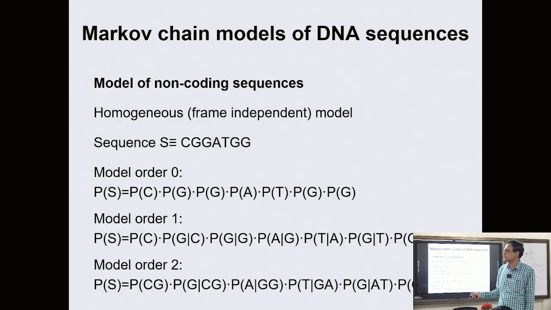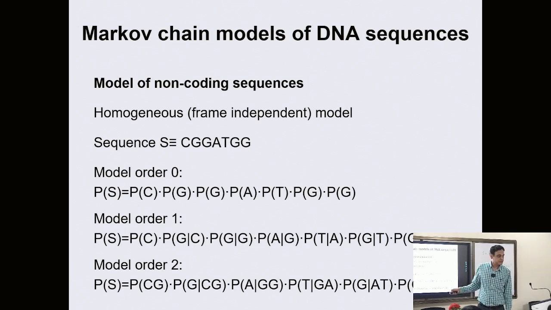Probability of starting in C and then making a transition to G is indicated by probability of G given C. And then G: probability of G given G, and so on, and last is probability of G given G. So you can say starting in C, making a transition to G, then making a transition to G, and so on. Finally, in the end, making a transition from G to G. Clear?